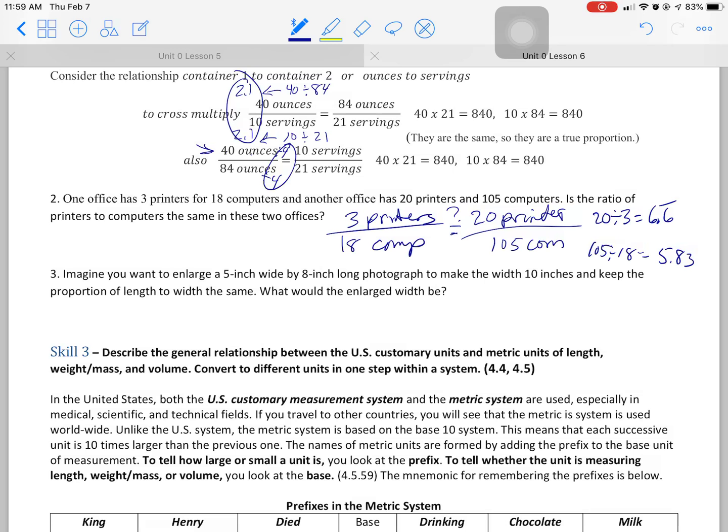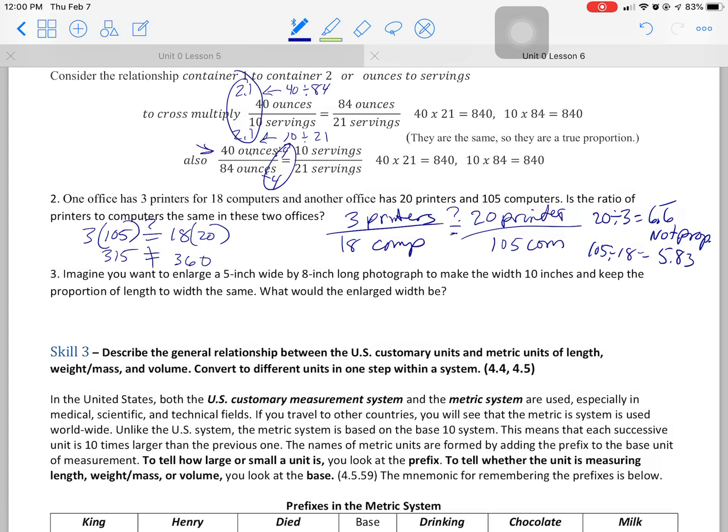Let's check with cross multiplication. 3 times 105, does that equal 18 times 20? Let's see, 3 times 105 is 315, and 18 times 20 is 360. So no, they're not the same. So either way works, okay?